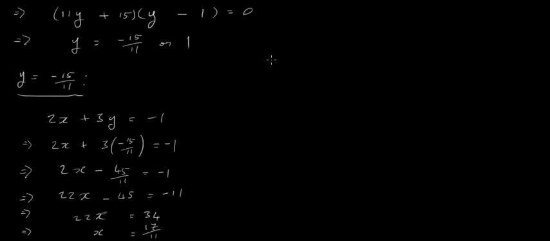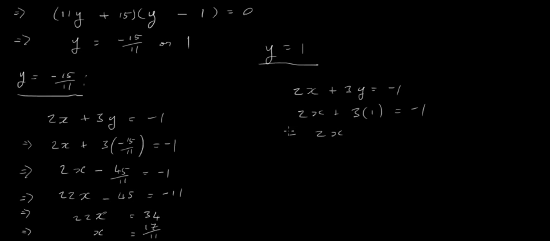Okay, so now what about y equal to 1? So let's do that one then. Again we'll use the same equation, 2x plus 3y is equal to minus 1. So we're going to put in 1 for y, so we get 2x plus 3 times 1 is equal to minus 1. That will give me 2x plus 3 is equal to minus 1. That will give me 2x is equal to minus 4. That will give me x is equal to minus 2.